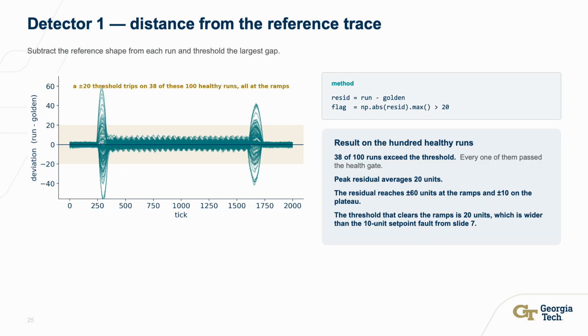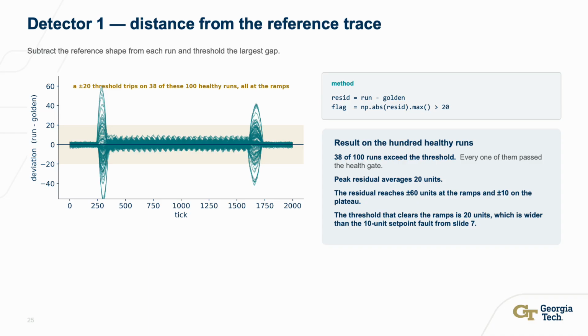Now we build the detector. Here is the first thing anyone writes. Subtract the golden trace from each run. Take the largest absolute gap anywhere in the run. If it exceeds a threshold, flag the run. 2 lines of code, and this is perfectly sensible to try. The threshold here is 20 units.